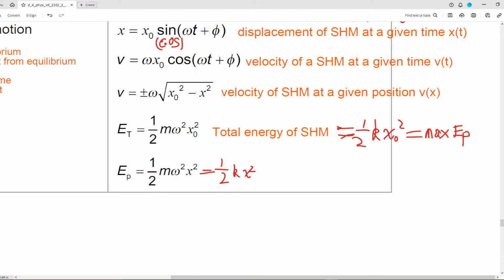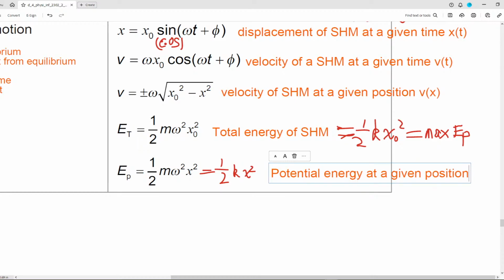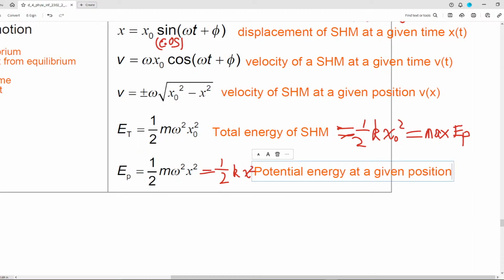Makes total sense. As a matter of fact, if you go by the classic way, the one on the top is derived first, and then the bottom is derived later using the other ones, but doesn't matter. Just notice that both formulas are similar, because both are actually talking about potential energy. So this is potential energy at a given position. But the top one is the maximum EP, so that's the total energy you have as well.